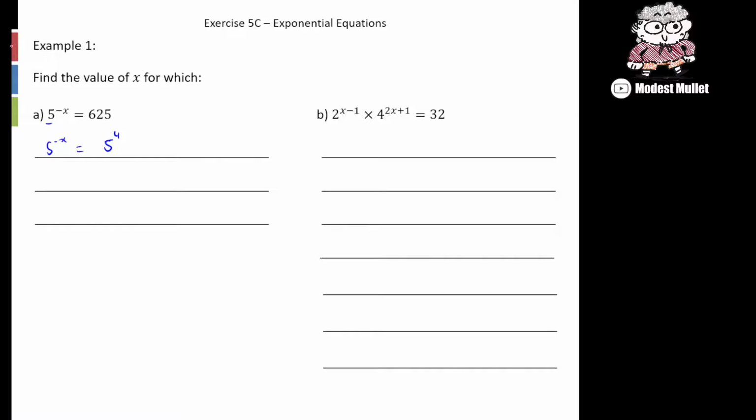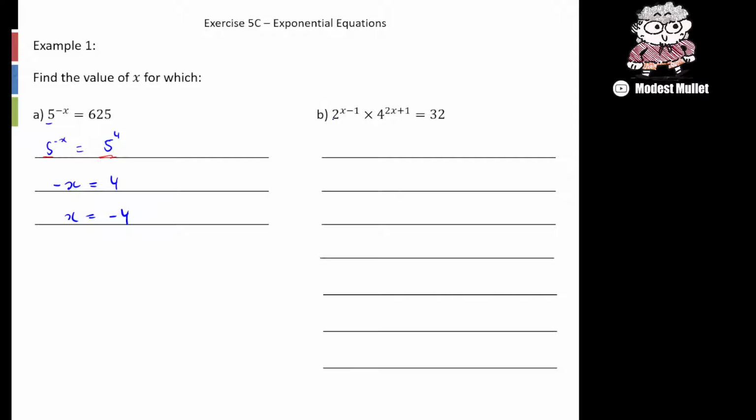Now we've got two expressions where the bases are the same. If the base is the same, therefore the exponents must be the same, so we can then say that negative x must be equal to 4, so we get x is equal to negative 4. So that's how we approach that one.